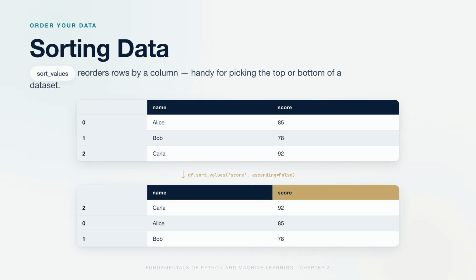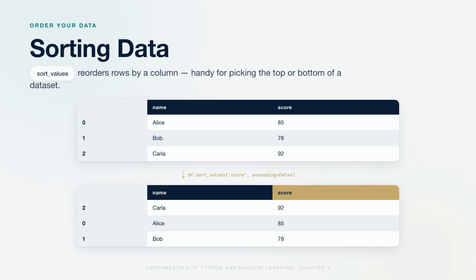Sorting is another useful data frame operation. For example, we can sort students by attendance with sort_values. This orders the rows from lowest attendance to highest attendance. If we want the highest attendance first, we can write it with the ascending=False parameter.